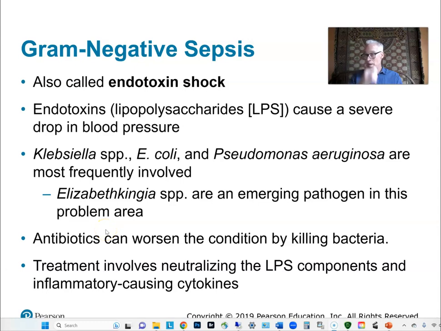If you have a gram-negative infection, treating immediately with antibiotics can cause death. It can cause a worse situation because all of a sudden you kill a large number of bacteria at once, and they all release their lipid A, and you have massive inflammation. So you have to be strategic about how to treat that.